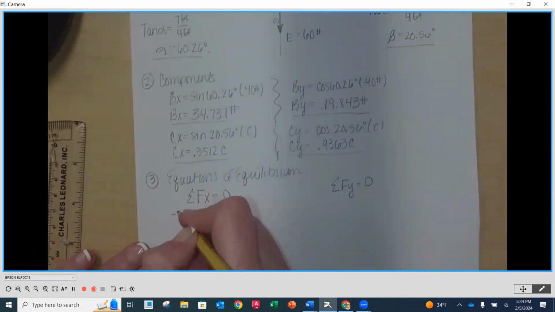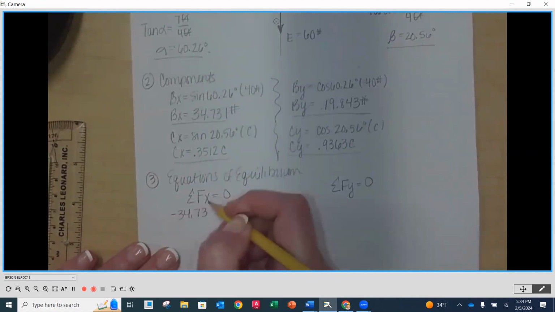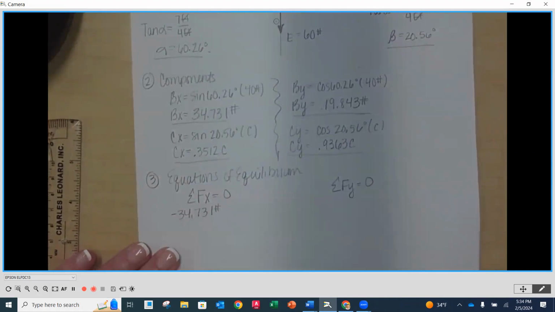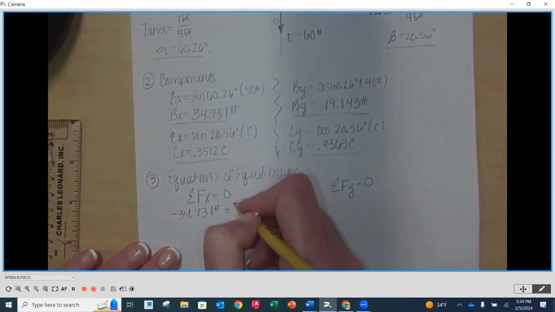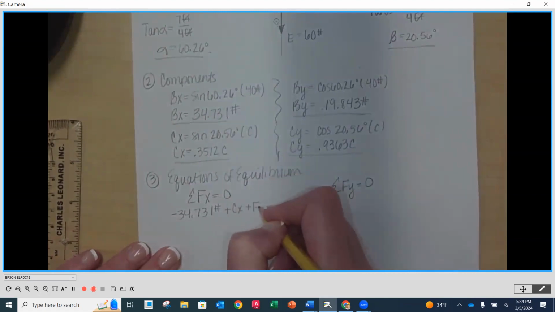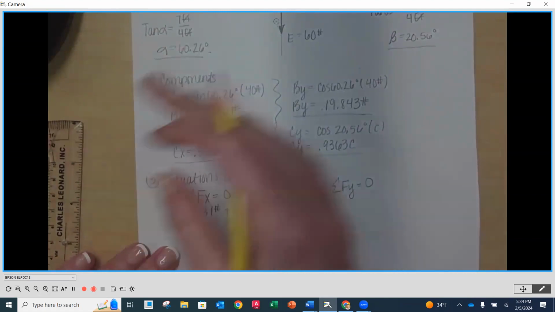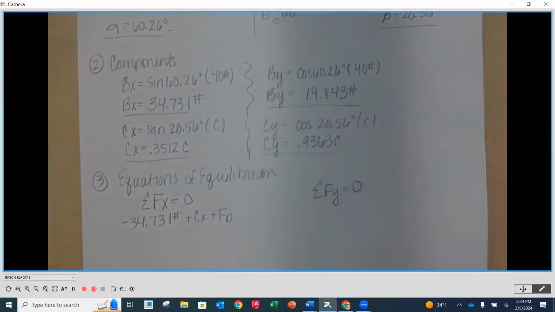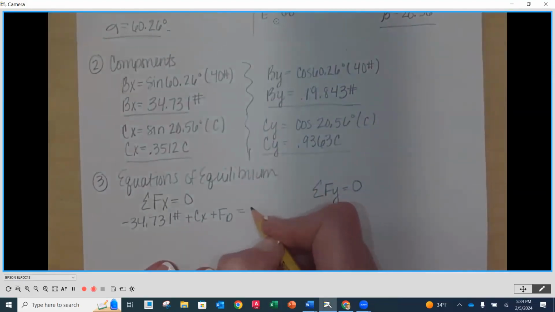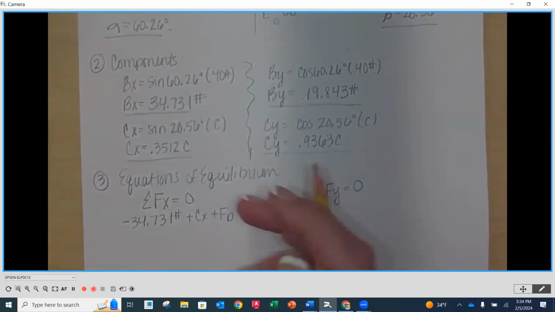I know that I have a negative 34.731 pounds. That's my BX. I have a positive CX and a positive FD. Now, remember, this is an equation of equilibrium, so we have to set this equal to 0 in this first line. I look for that as well. It doesn't just magically appear at the end. This is an equation of equilibrium. It needs an equal sign and it needs two sides. And my other side right now is equal to 0.